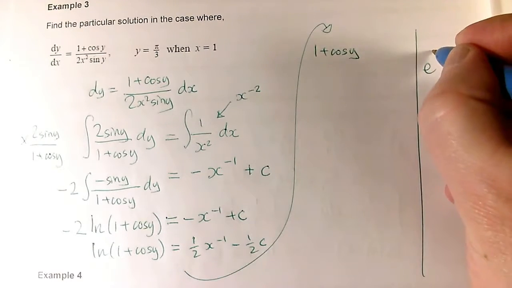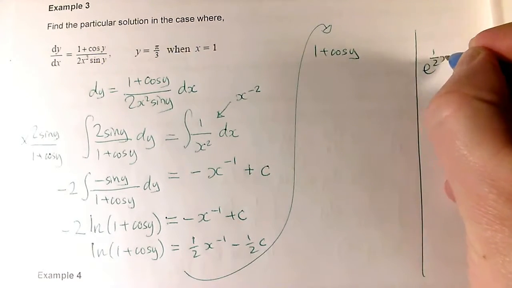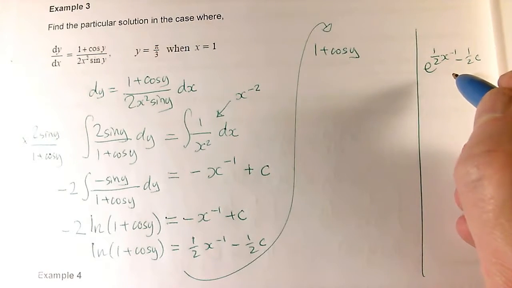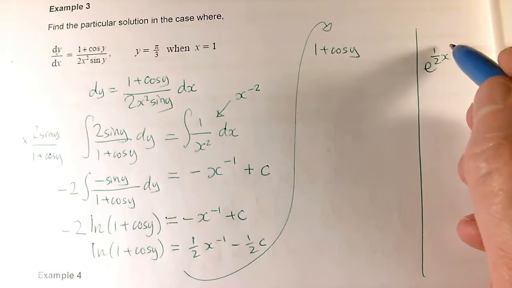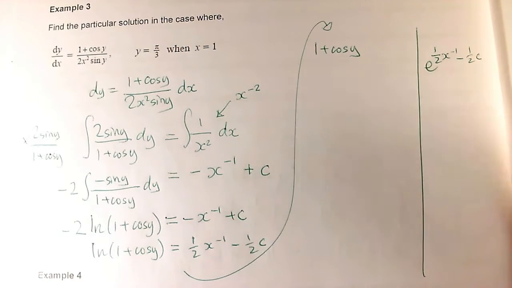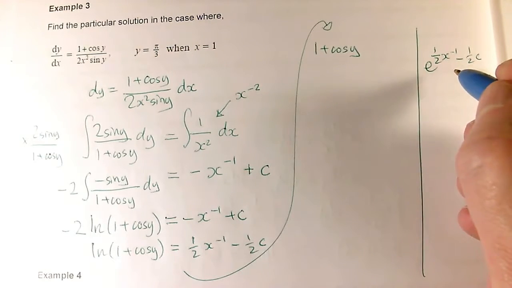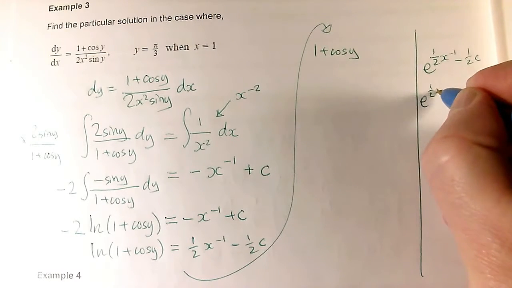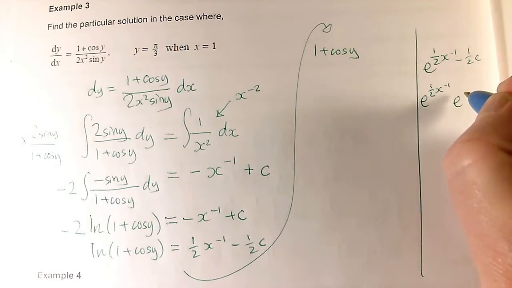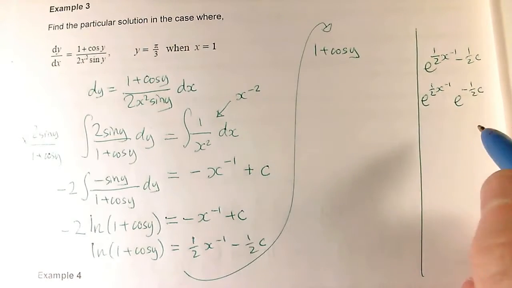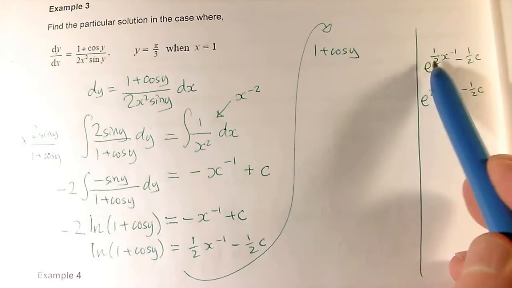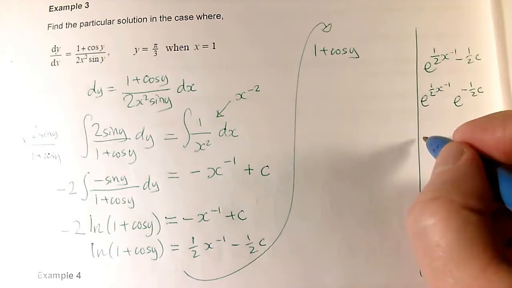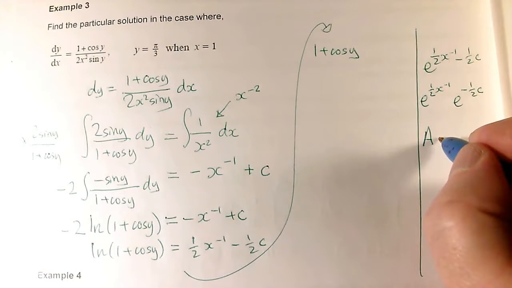So I need to do e to the power of half x to the power minus 1 minus a half c. Now, because of laws of powers, I could split this into e to the power of the first thing divided by e to the power of the second thing, but I'm going to choose to view this as an addition because it's nicer. I'm going to choose to view this as e to the power of half x to the power minus 1 times e to the power of minus a half c. So I can regard it as being the half x to the power minus 1 plus the minus a half c. And that gives me a multiplicative constant a.